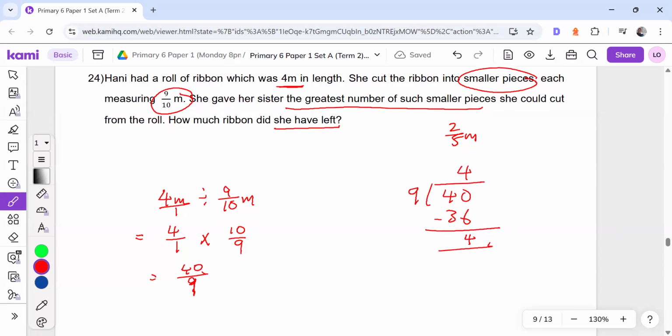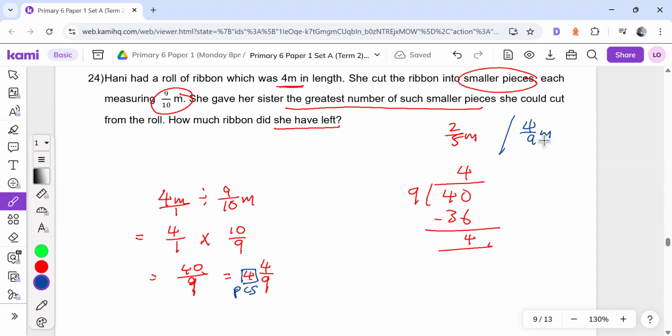So what do you get? You will get 4 and 4 over 9. So if the question asks you how many pieces did she give to her sister, then you look at the whole number. She must have given 4 pieces. If the question asks you how many pieces. Those who got it wrong, is your answer 4 over 9 meter?